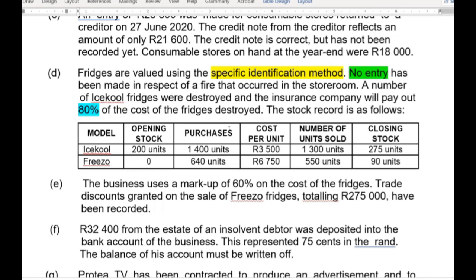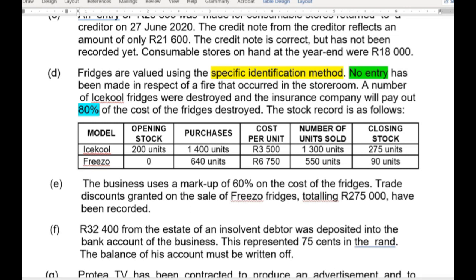Now they say specific identification. It means that the Ice Cool is valued according to only Ice Cool information. Freezo is only Freezo's information. So if I look at Ice Cool, I had an opening stock of 200. I bought 1,400 units. Then I sold 1,300 units. My closing stock according to my books. Remember, this is my book value according to my books. My closing stock is this amount.